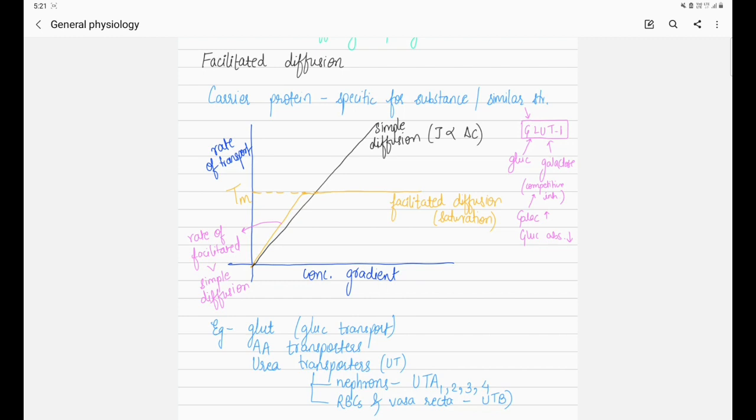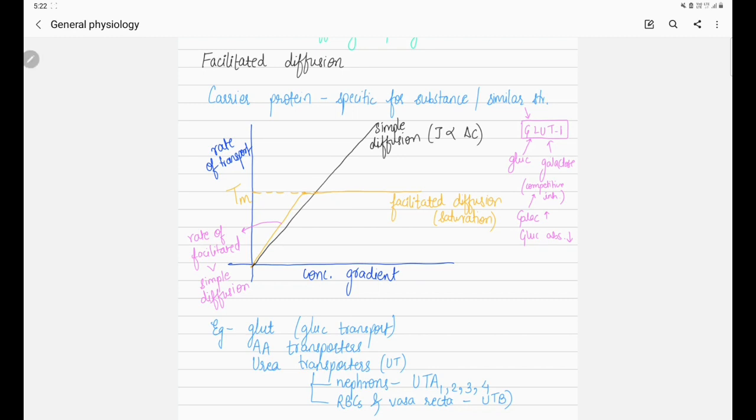Let's see the saturation. Now here is a graph plotted where there is rate of transport versus concentration gradient. Now the black one is simple diffusion and the orange one is facilitated diffusion. Let's see the simple diffusion first. We know the net transport is directly proportional to the concentration gradient. So as the concentration gradient increases, the transport or diffusion increases. So simple diffusion will be a straight line.